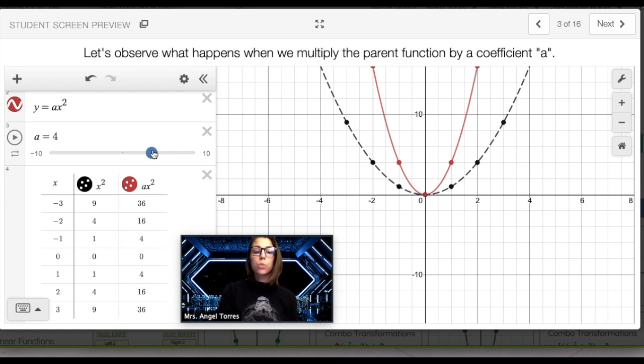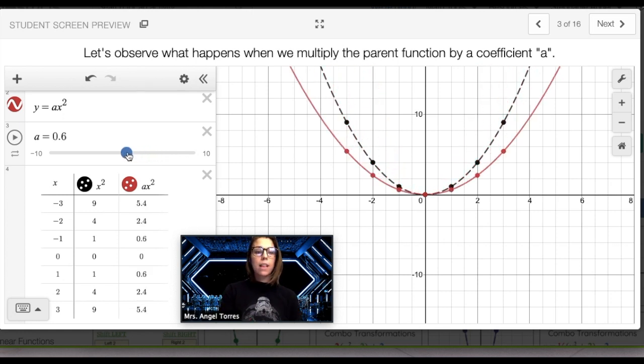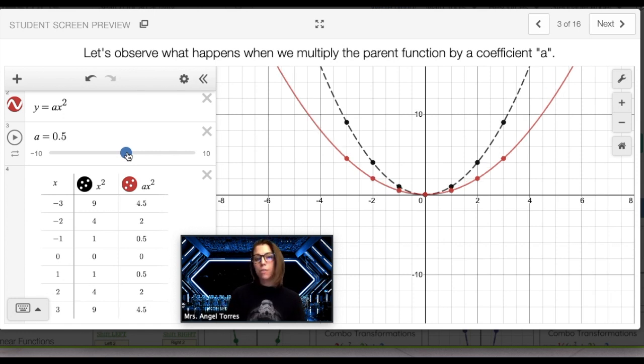Now let's look at what happens when I move my slider and make A less than 1 but also greater than 0, in other words, a fraction. You'll notice that now our graph has become wider than the parent function. In our table, because we're multiplying by a fraction of 1/2, all of our outputs are now half of the parent function outputs. This is called a vertical shrink because where I used to have an output of 1, now I only have an output of 1/2. Where I used to have an output of 4, now I only have an output of 2. All of my outputs have been shrunk because my graph is growing at a slower rate.